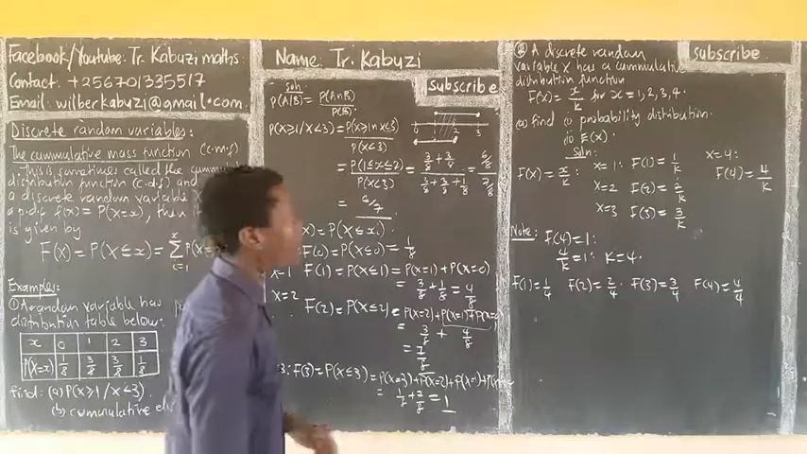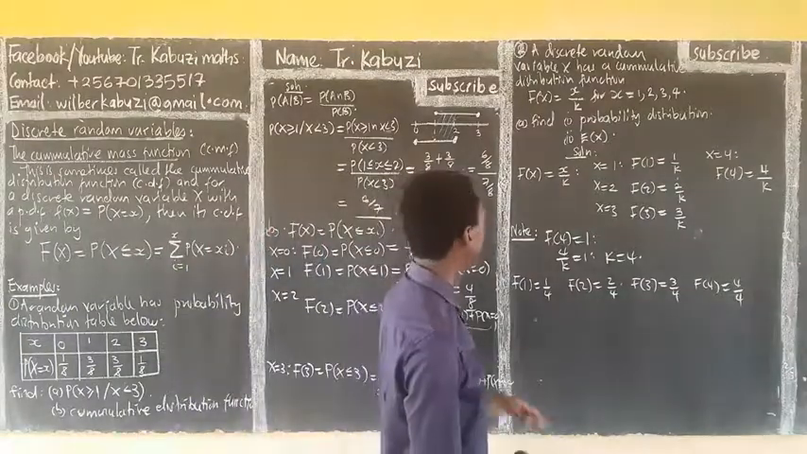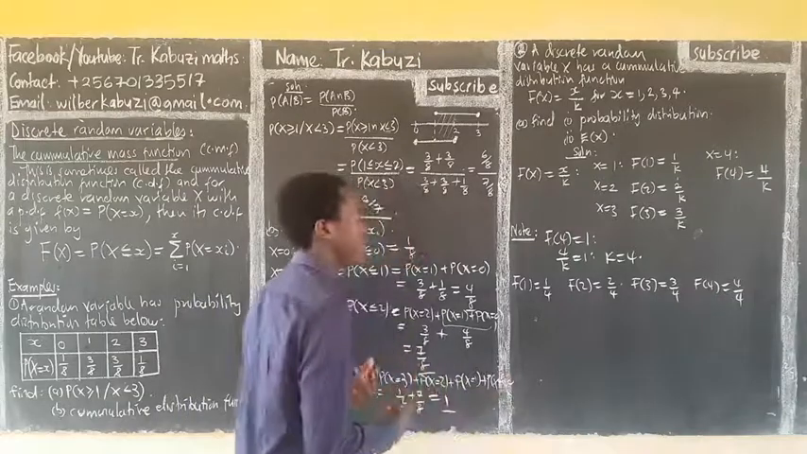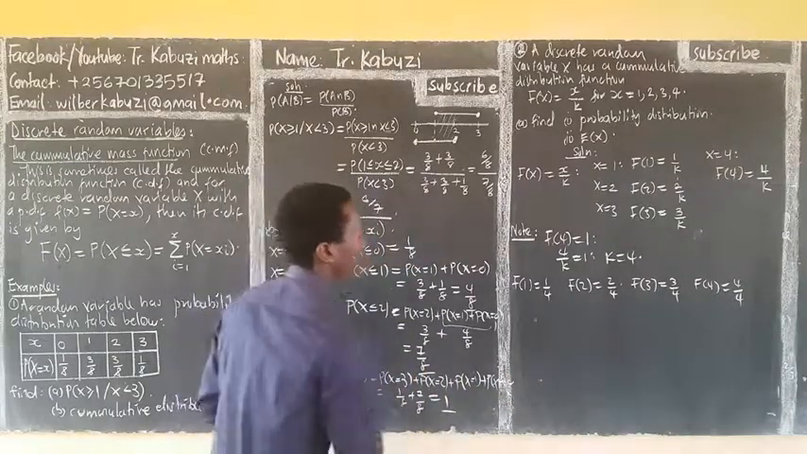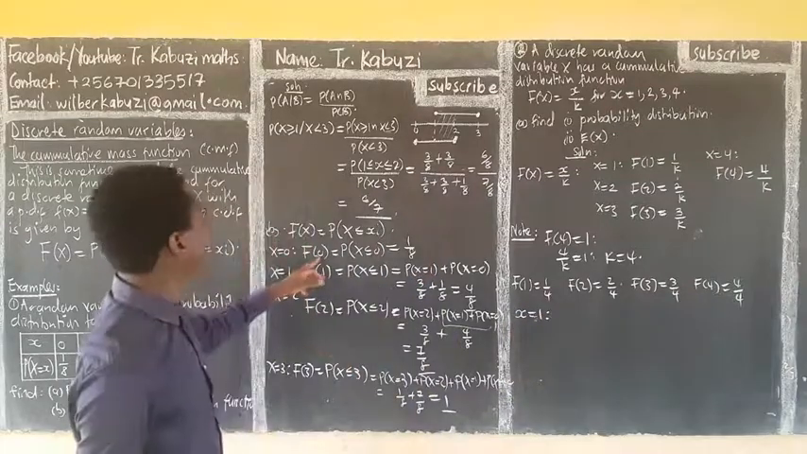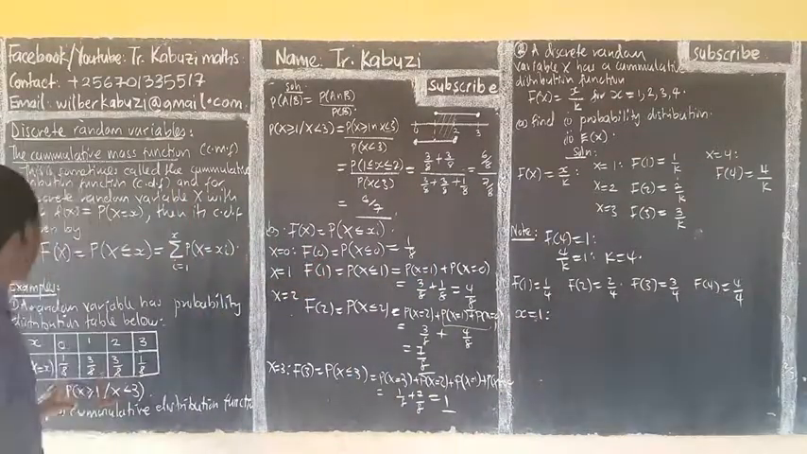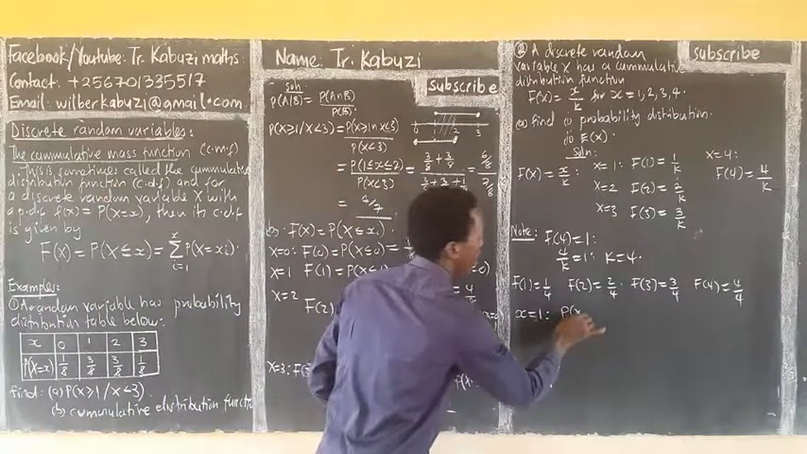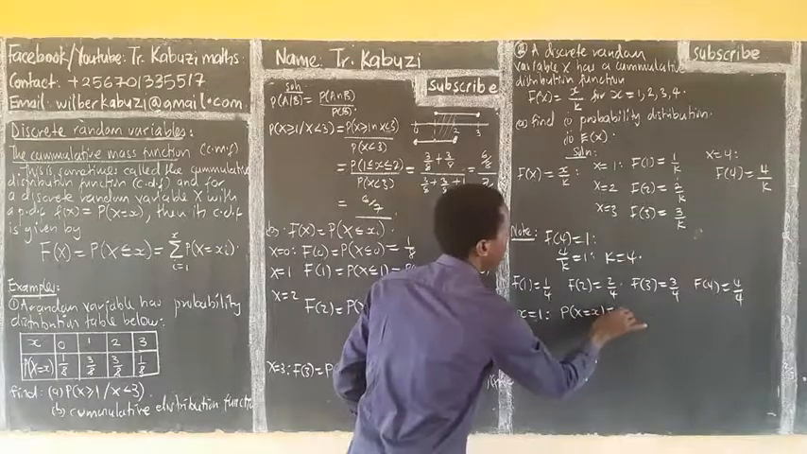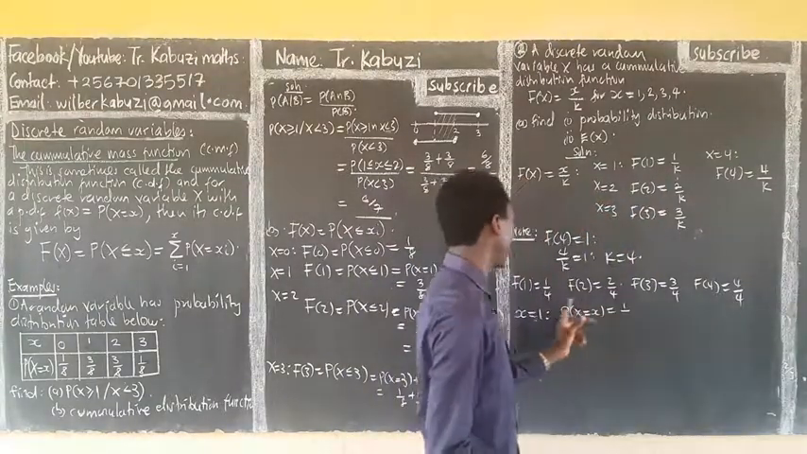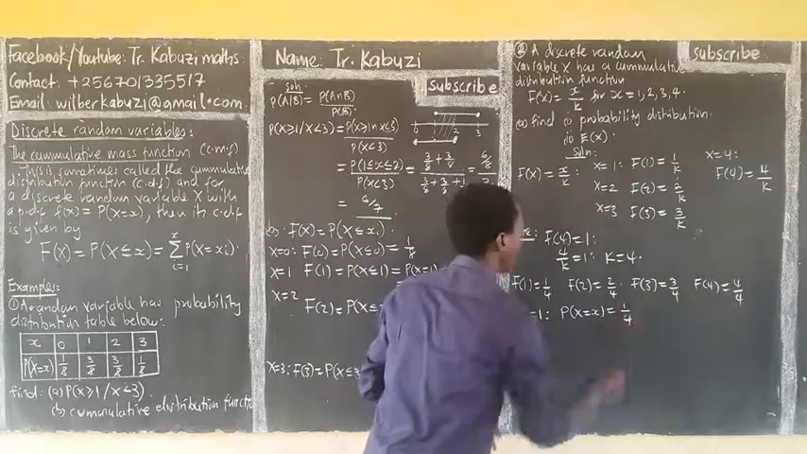Now, to get a CDF for this corresponding thing: when x is 1, the first CDF is always equal to the probability of that first value. So here, my probability of x will be equal to 1 over 4, its corresponding probability, in capital F of x.